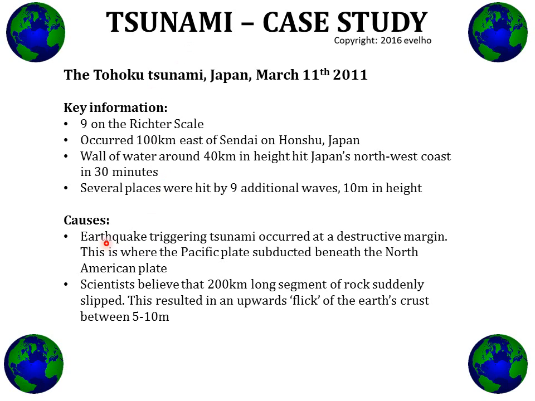Causes of the tsunami: as I said, the earthquake triggering the tsunami occurred at the destructive margin, which is where the Pacific plate subducted beneath the North American plate, and scientists believe that a 200-kilometer long segment of rock suddenly slipped, which resulted in an upward flick of the Earth's crust between 5 to 10 meters in length.